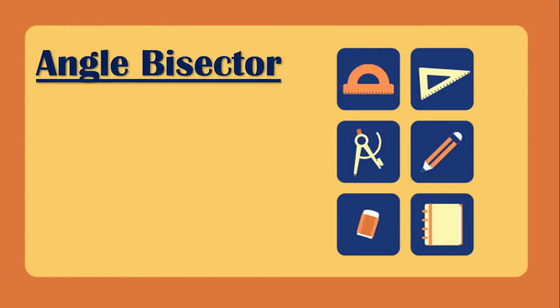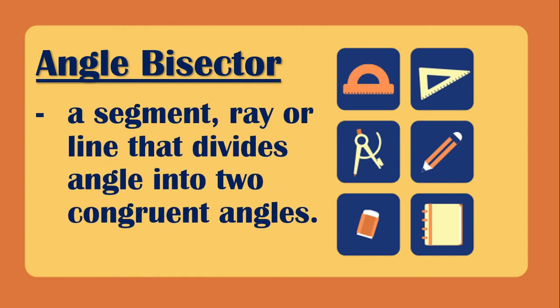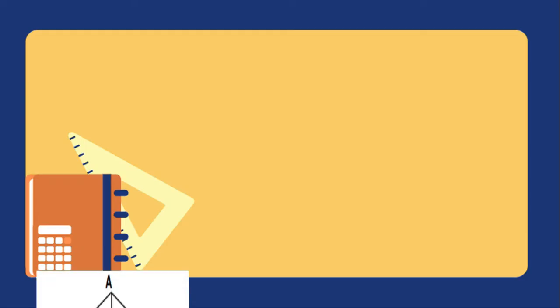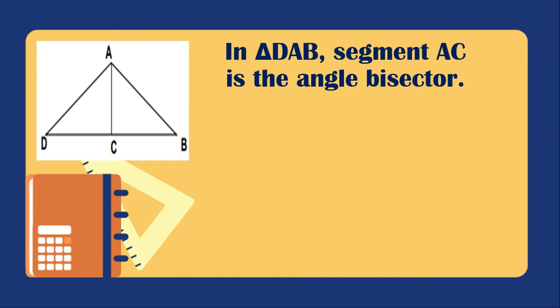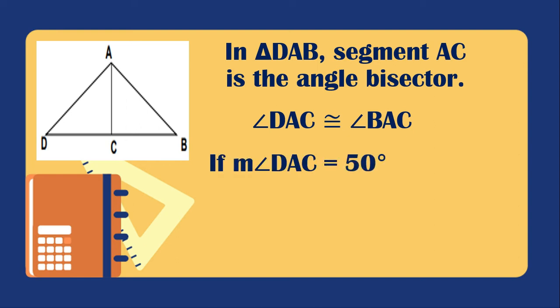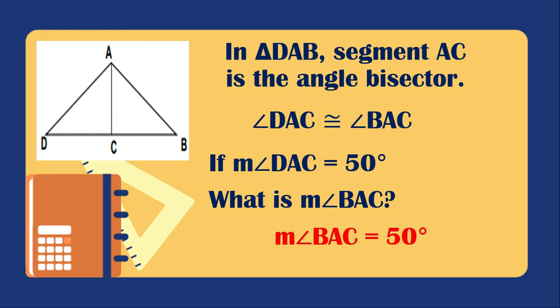Let us now have the angle bisector. What do we mean by angle bisector? A segment, ray, or line that divides an angle into two congruent angles. In this figure, in triangle DAB, segment AC is the angle bisector. If AC is the angle bisector, what are the two congruent angles created? We have angle DAC is congruent to angle BAC. If the measurement of angle DAC is 50 degrees, what is the measurement of angle BAC? The measurement of angle BAC is also 50 degrees.